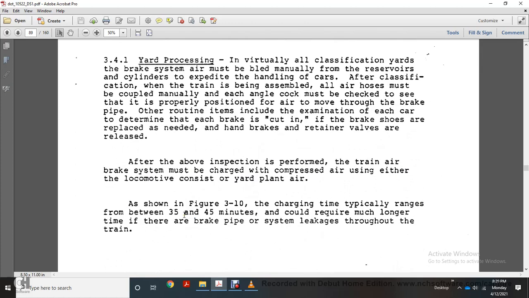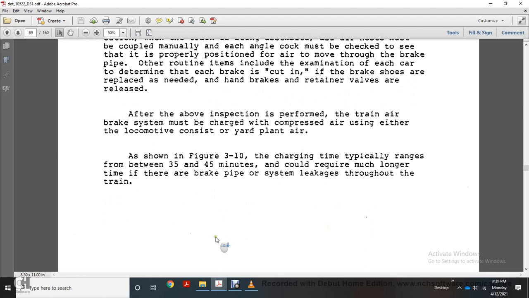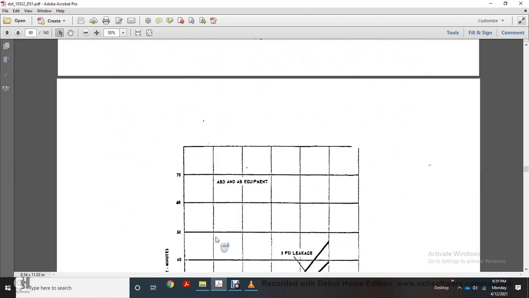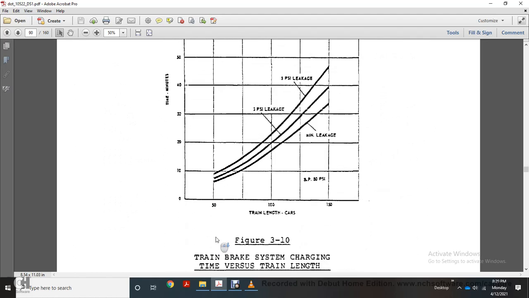After the above inspection is performed, the train air brake system must be charged with compressed air using either the locomotive consist or the yard plant air. As shown in Figure 310, the charging time typically ranges between 35 to 45 minutes, and requires much longer if the air brake pipe system has leakage throughout the train. Train system charging time versus train length.